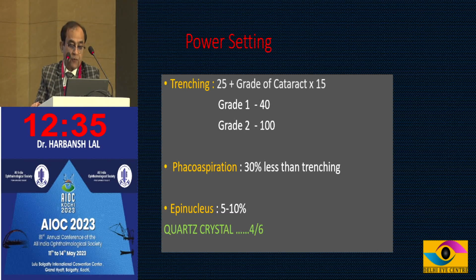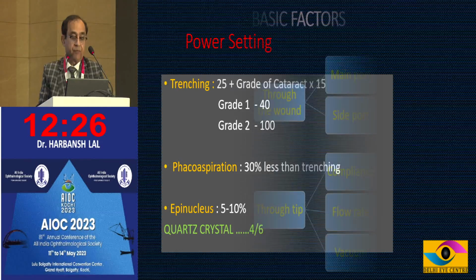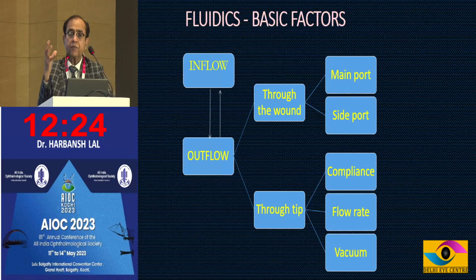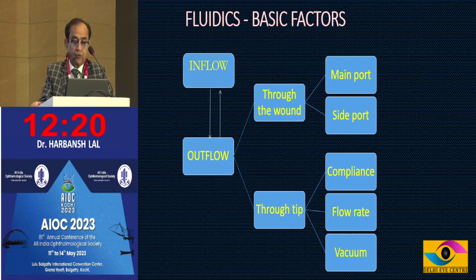For the EP nucleus, you need 5 to 10%, and that also depends upon the number of the quartz crystals. But you will experience with your own machine what power is right for what type of setting. And also, if your tip is very old, probably you need a little more power as compared to when you use a new tip.